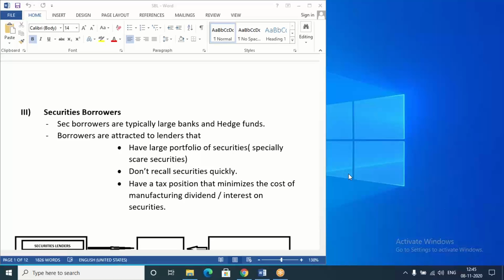Now, the income that is earned: let's say you as a borrower, Akib, have borrowed shares from me and you have received dividends on it. Now, are these dividends taxable or non-taxable?